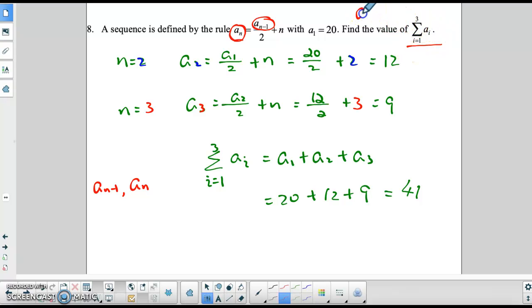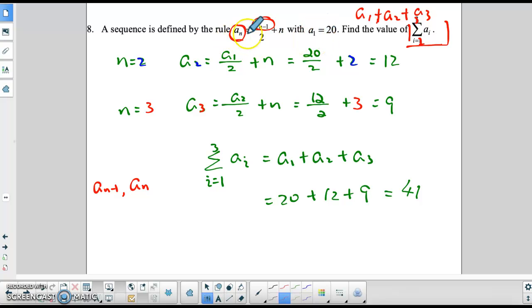So we need to find a_2, because if you look at the question, it's asking you to find the sum starting with a_1, i equals 1, and you also need to find a_2 all the way up to a_3. This is what this notation tells us. Find the sum, starting with a_1 and ending with a_3, okay? So we need to find a_2.